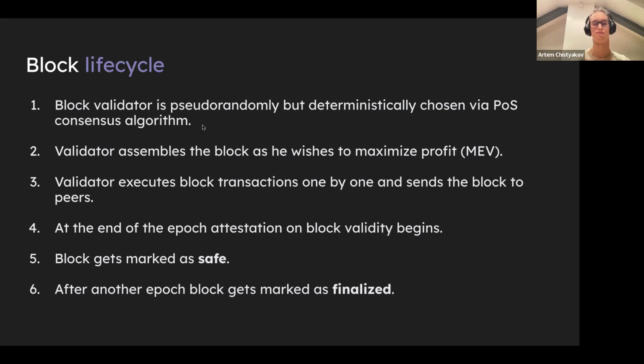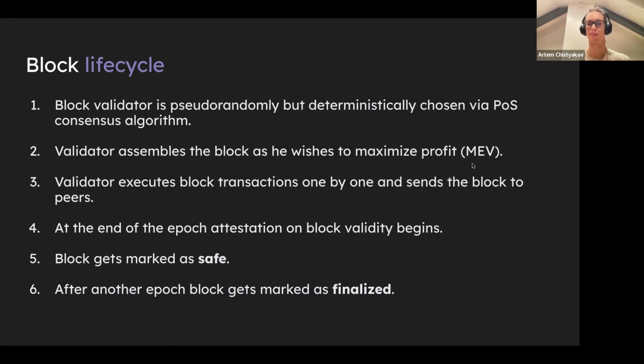And it is made like that so the validators can actually prepare, so they have time to decide which transactions to include into the block or not include. Then point number 2, the validator assembles the block as he wishes to maximize profit. Yes, Ethereum doesn't have any constraints on what is included into the block or what is not. It is fully decided by the validator, however he wants and whatever he wants.